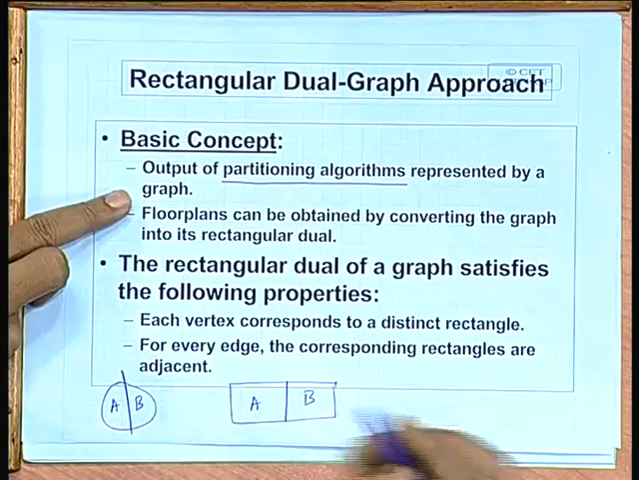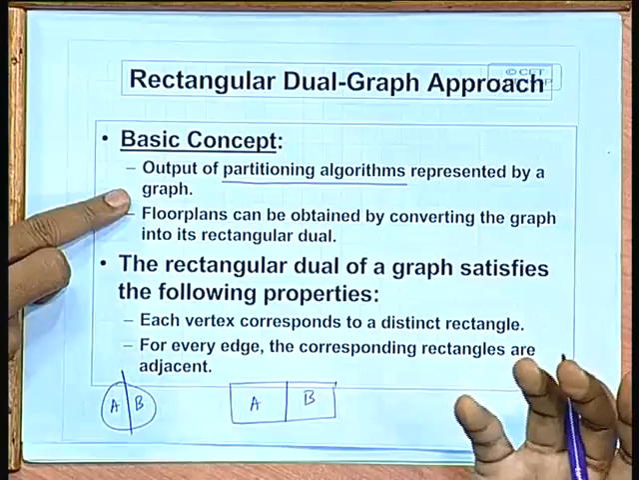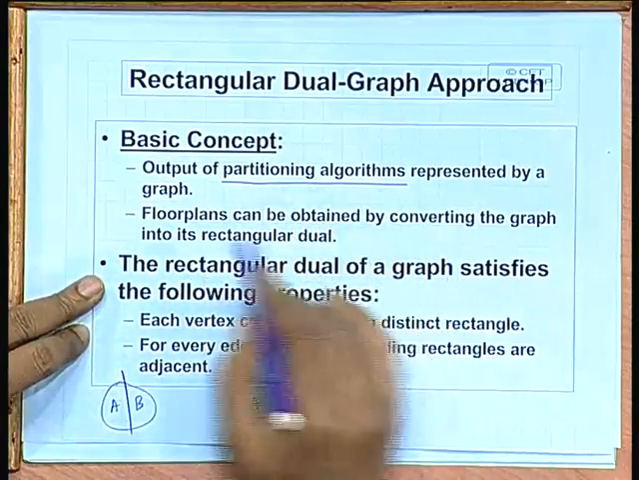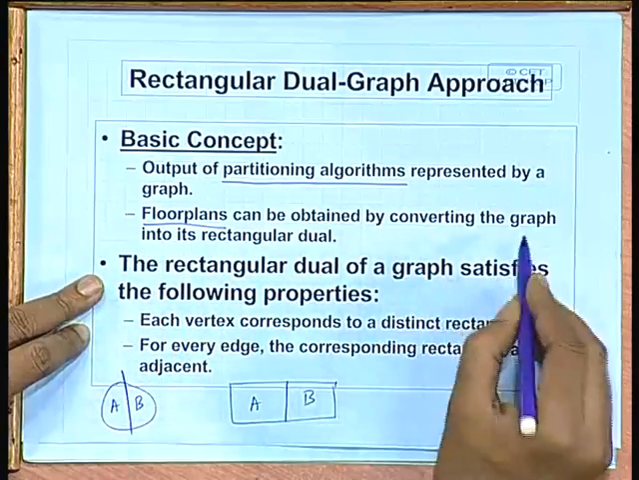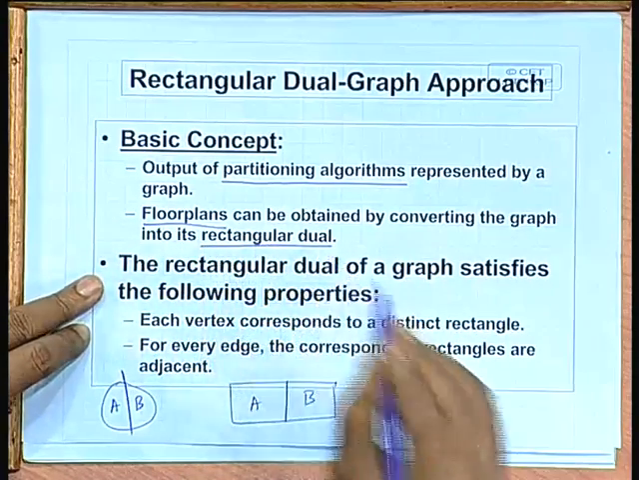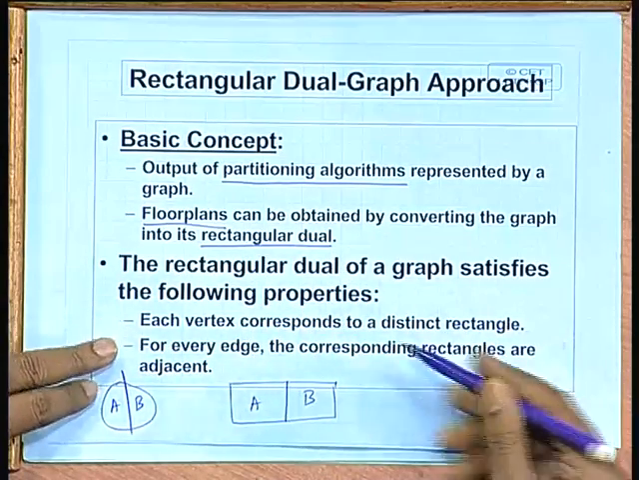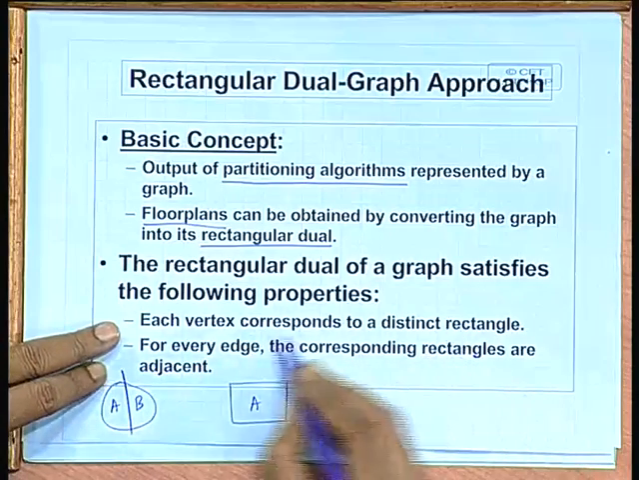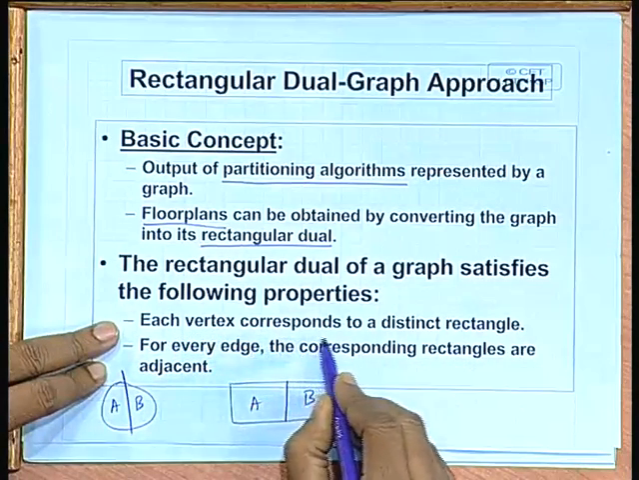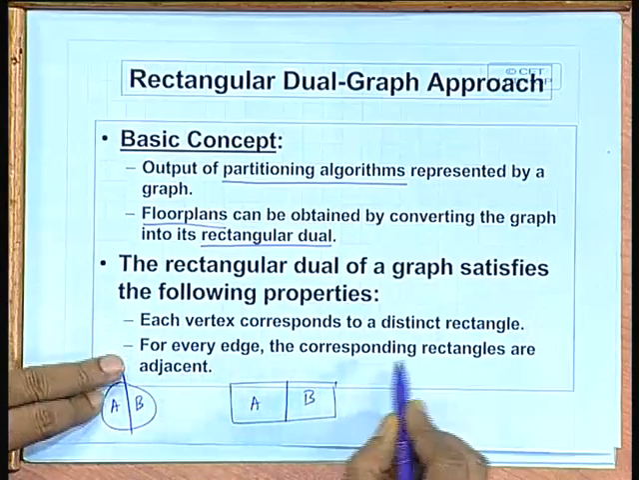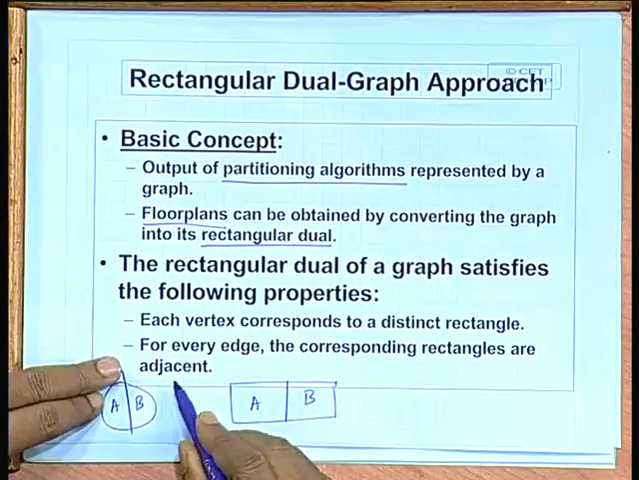Okay. So, there will be a graph where the nodes will indicate the different partitioned submodules and the edges will indicate their interconnections. And in this method, starting from that partition graph, we can directly get the floor plan by converting it into its rectangular dual. We will see what rectangular dual is. Now, a rectangular dual of a graph can be obtained, well, we will just show an example, where each vertex in the graph will correspond to a distinct rectangle or a block, and if two blocks are adjacent, the two nodes will be connected by an edge.